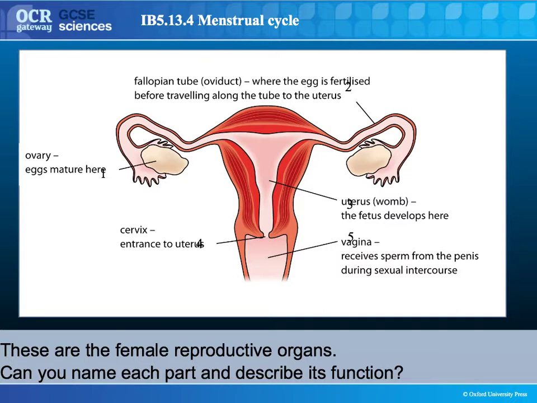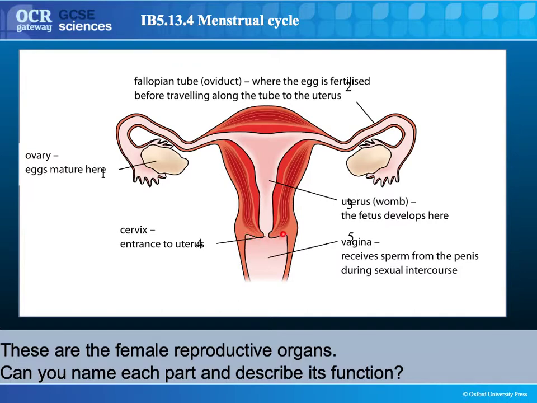So here is a diagram of the female reproductive system. We'll start at the ovary. So these 2 structures here are the ovaries where the eggs mature and are released from. They enter the fallopian tube. We've got 2 of those. Here is where the egg is fertilised, and then the egg will travel along the fallopian tube into the uterus. Now the uterus, or the womb, is where the fetus develops. So the fertilised egg will attach to the lining of the womb and will develop over the 9 months.